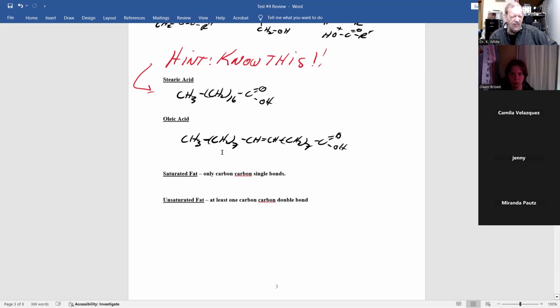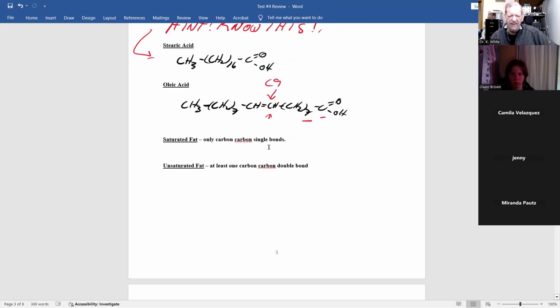And oleic acid also has 18 carbons, but it has a double bond, and this is at carbon number 9, C9. 7 plus 1 is 8. That makes that number 9. And that's oleic acid, and that double bond can be cis or trans.